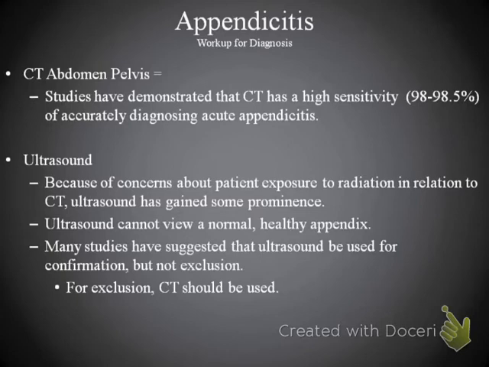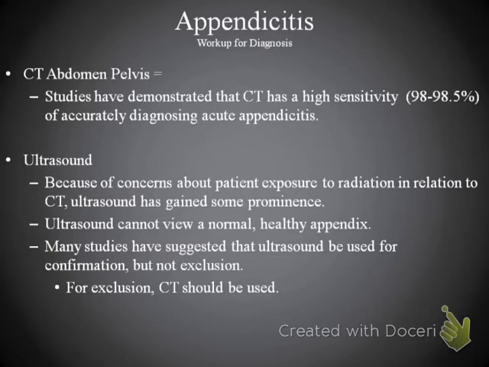And so that brings us to ultrasound. Because of concerns about patient exposure to radiation in relation to CT, ultrasound has gained some prominence. Ultrasound cannot view a normal, healthy appendix. So typically if you have a normal, healthy appendix, you won't be able to find it on ultrasound. Many studies have suggested that ultrasound be used for confirmation, but not exclusion. And so what many times physicians are gravitating towards now is ordering an abdomen pelvis CT, and then once it's confirmed on CT, ordering an ultrasound to confirm the confirmation on CT.